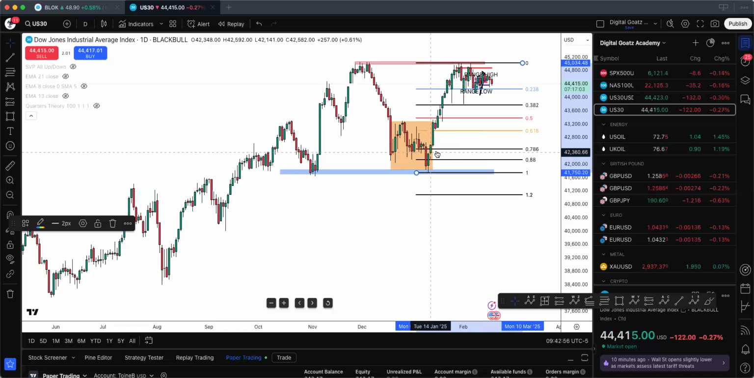So if I'm looking at it, probably 786. I would like it to touch as far as 786, maybe even hit 88%, and then have the candle close above 786 or at 786. That'll make me a lot more comfortable to feel like, okay, US 30 is possibly buying.